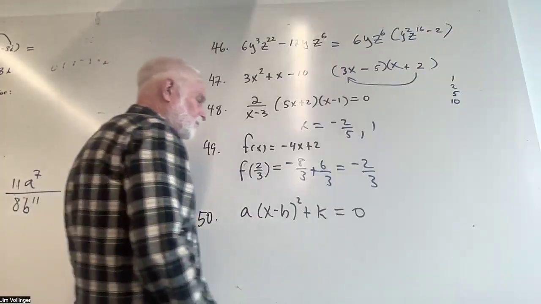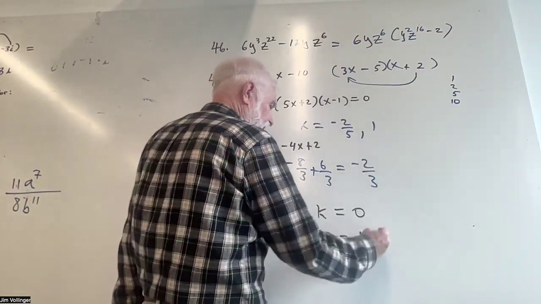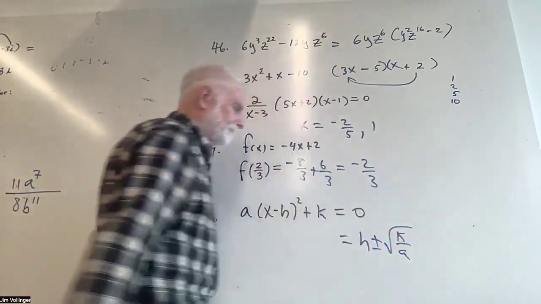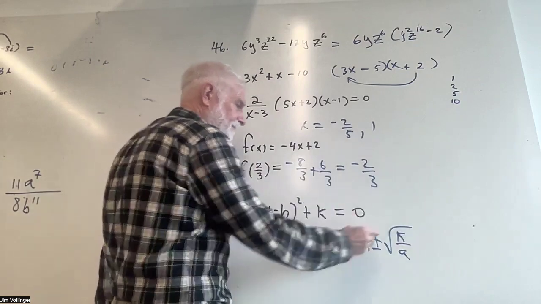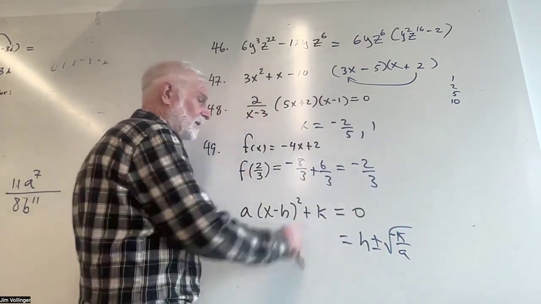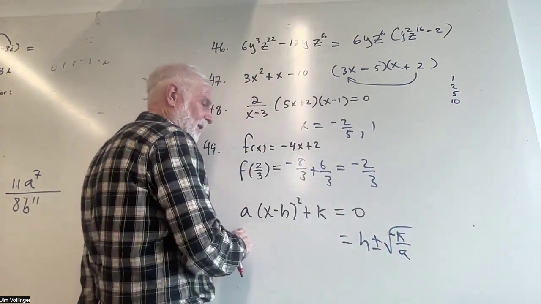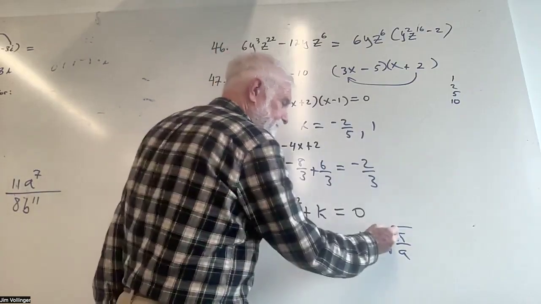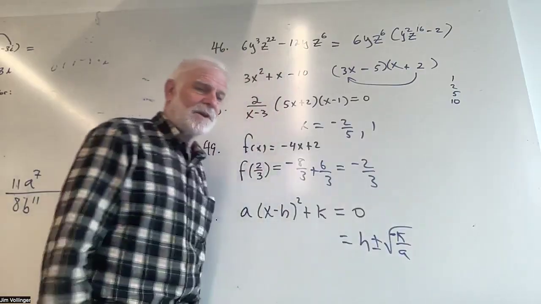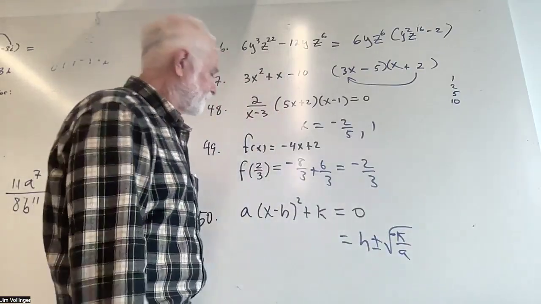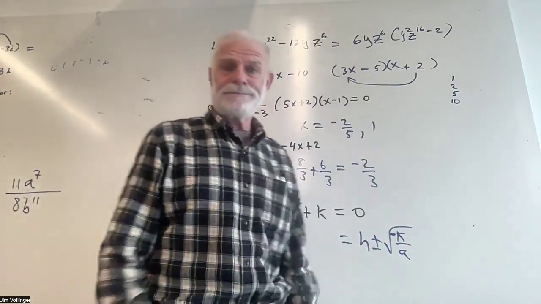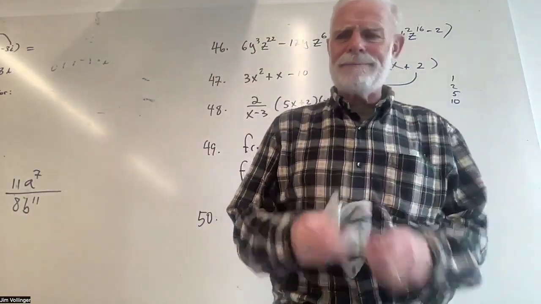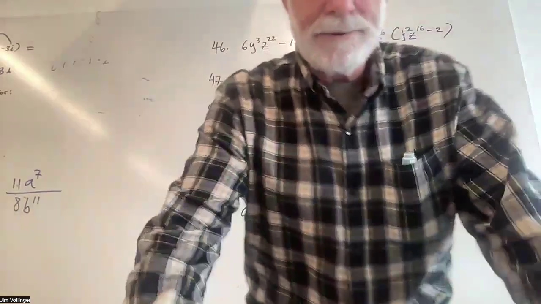x minus h squared plus k. I think I've got h plus or minus the square root of k over a. Subtract k. Careless error. Subtract k. Divide by a. Move the h over, plus minus. I think I'm done. Okay. Now, if I wasn't talking to you, wouldn't make that mistake. Oh, that's 50 problems. And the computer didn't crash. I'm a happy man.